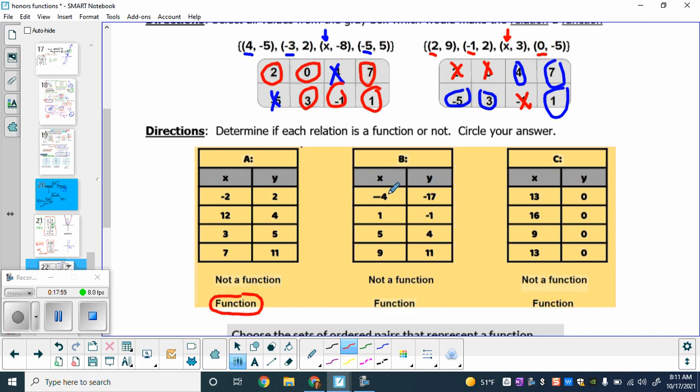All right, for the domain, I see no repeating numbers here. Function. And for the last one right here, at x equals 13, that is not a function. All right, so it is that simple.